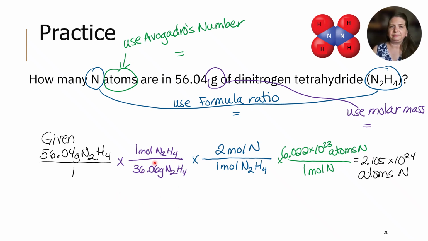This type of problem combines all of the major conversion factors that we have learned. Molar mass connects grams and moles. Formula ratios connect compounds and their parts. And Avogadro's number connects moles and particles. These relationships allow us to move between the laboratory scale measurements that we can make and the microscopic measurements that we can not directly count.